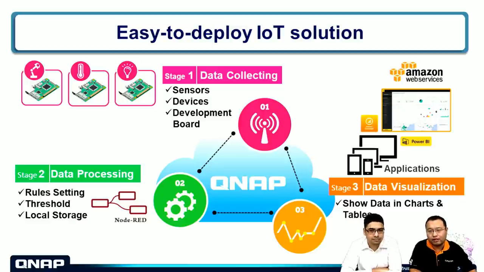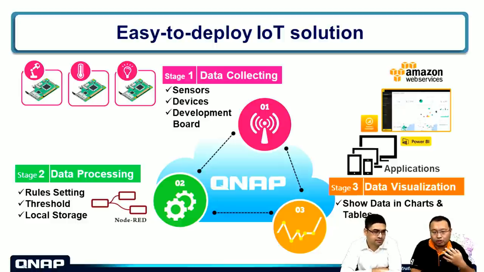Let's take a look at the first stage. Stage one is data collection. In the IoT world, there are so many IoT sensors for temperature, light, humidity and more. You will need to connect the sensors with development boards for data collection, and also the IoT devices. Once that is connected, you connect to the QIoT Suite Lite, and the software will start to collect the data.